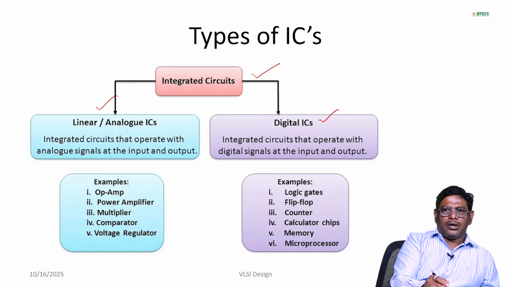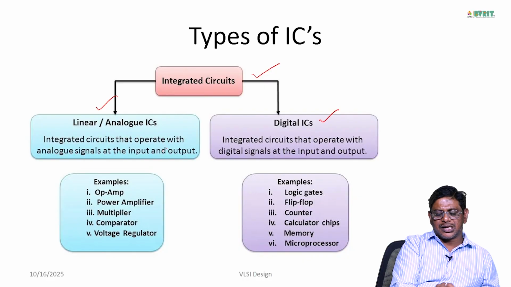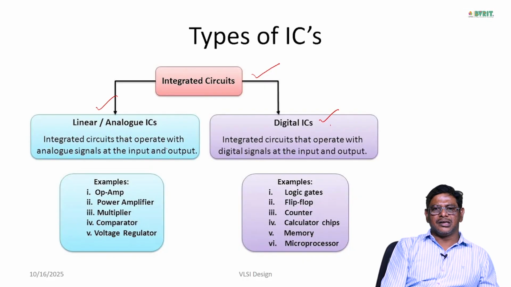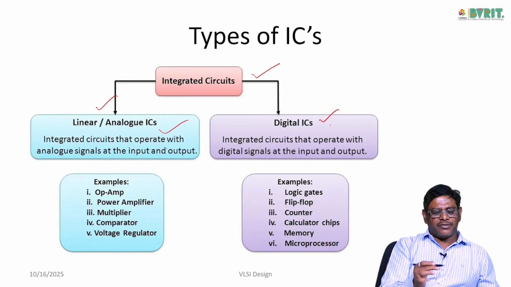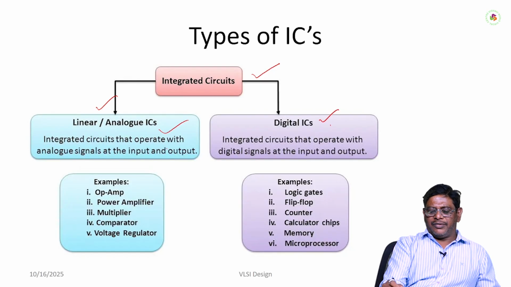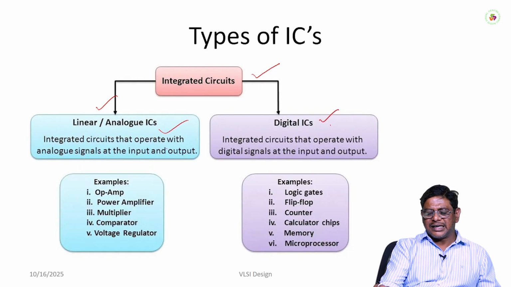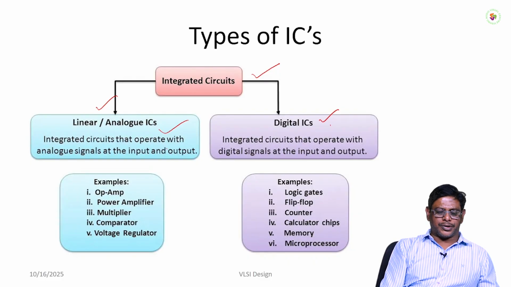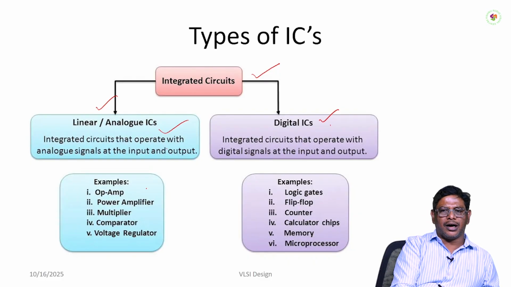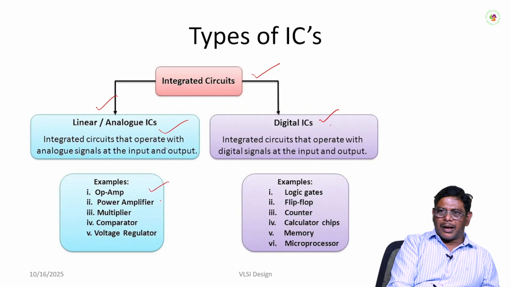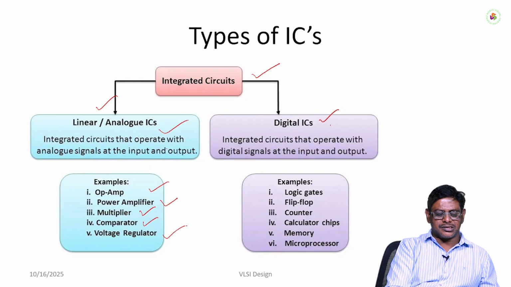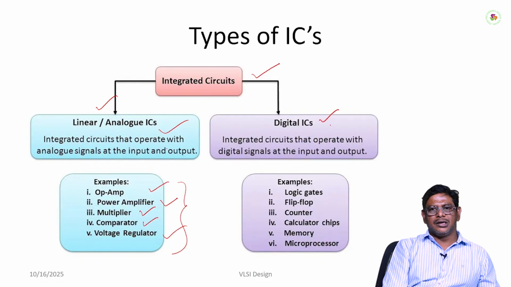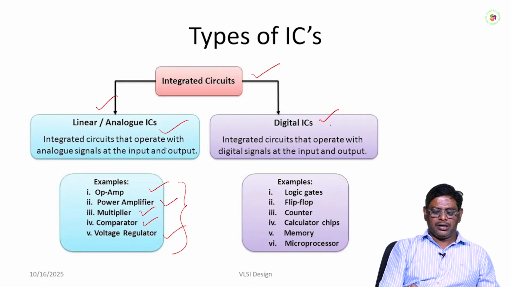The basic difference between analog integrated circuits and digital integrated circuits is that an analog IC takes the input as analog, operates on the analog signal, and produces the output in the form of digital. When it comes to digital integrated circuits, it takes the digital signal as input and produces the output. Some examples shown here are op amps, power amplifiers, multiplexers, comparators, regulators. All these are analog components that can operate with analog voltage, analog input.